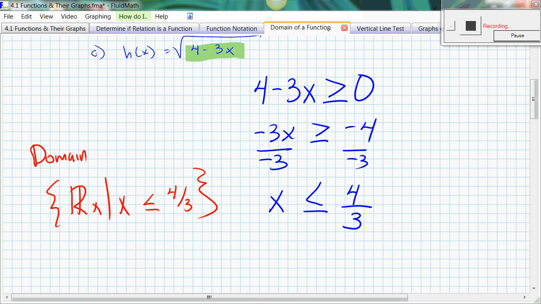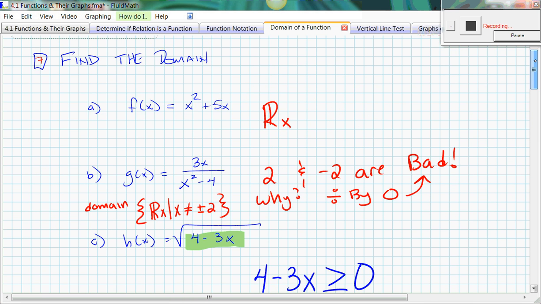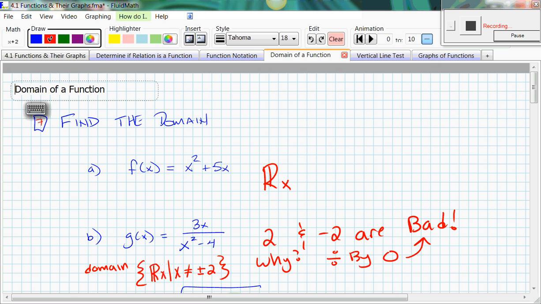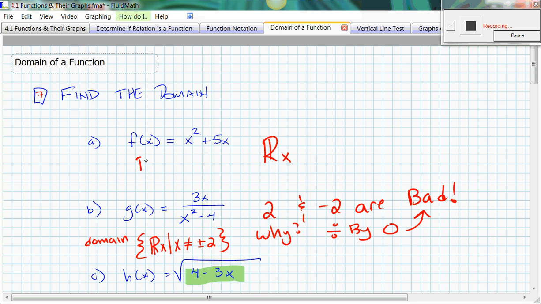Then we went up to talk about the domain. The domain of a function, for right now, we're restricting to anything that we cannot plug in that would make us divide by 0 or give us a negative in the square root. So for part A, we've got a polynomial. Let me get rid of this. So this is a polynomial.